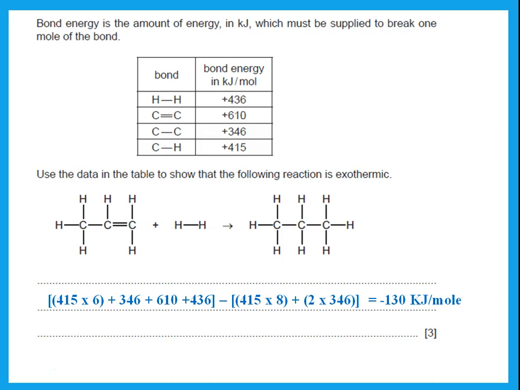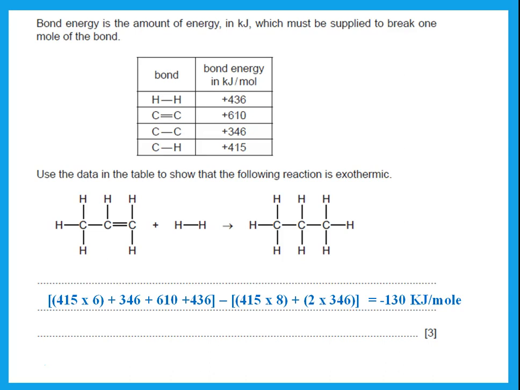Plus, I have 1 single bond C. Can you see that I have one single bond between the C's, C single bond C, that is 1, 3, 4, 6, and I have one C double bond C, so I have 1, 6, 10. So I've finished that first reactant plus hydrogen, which is HH, so that is plus 4, 3, 6. So these are the bonds in the reactants that need energy to be broken, all in positives.